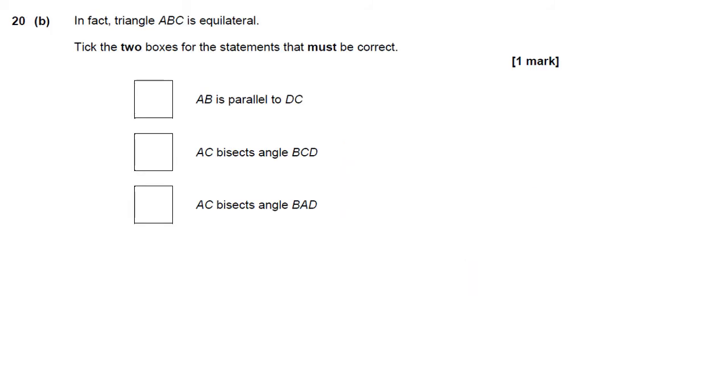Part B says, what if it was actually an equilateral triangle instead? Then what would be true? Okay. Well, the first one is that AB is parallel to DC. That's what we've just proven, and that must still be true because an equilateral triangle is just one where all of the sides are equal. But an equilateral triangle is just a special case of an isosceles triangle. So we've still got two sides the same, just like we just had. So that doesn't change that at all.